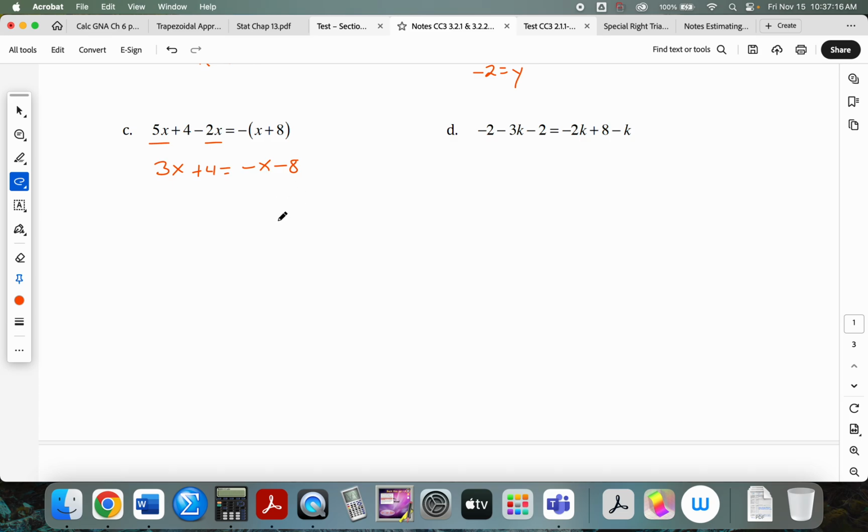So just like I did on the last one, I want to get rid of the negative stuff, so I'm going to add an x tile to both sides. So I've got 4x plus 4 is equal to negative 8. I'm going to put 4 negative tiles on both sides so that this zeroes out. So I've got 4x is negative 12. Divide that by 4. And I get that x is negative 3.